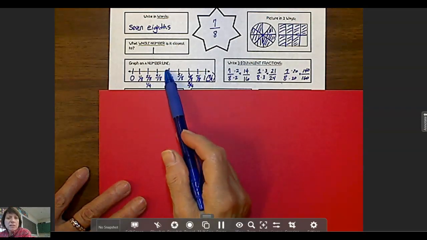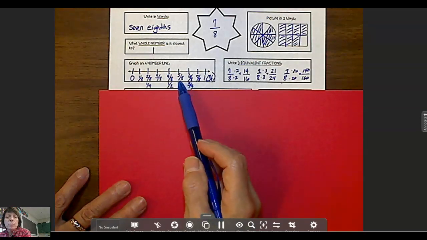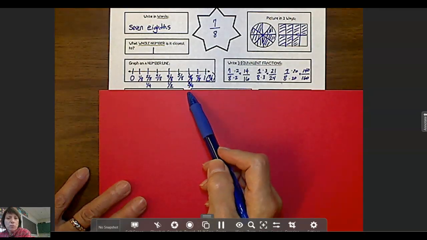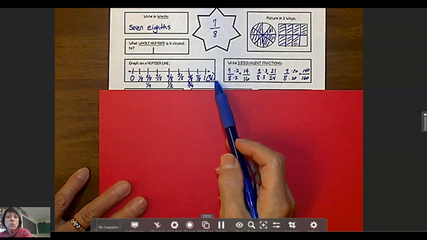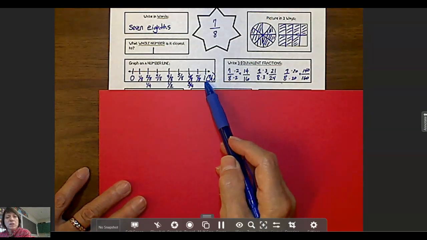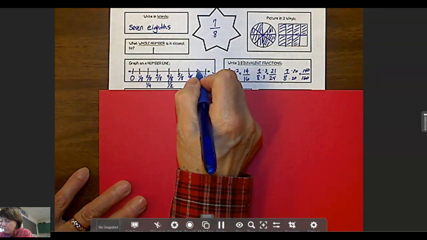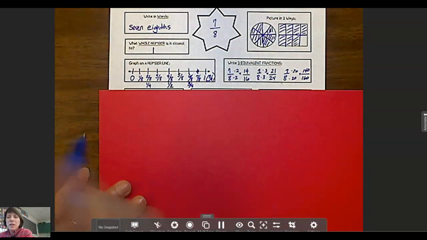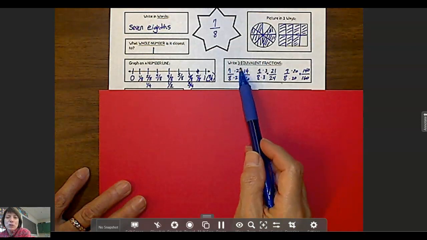3/8, 4/8, that's our halfway mark, so we know that that's equal to 1/2, and both 4 and 8 can be divided by 4. 5/8, 6/8, both of those divide by 2 to make 3/4 as well. 7/8 and 1, and we know that 1 is always equal to any fraction that has the same numerator and denominator, so 8/8 is also equal to 1. So again, we can graph our 7/8 right here by putting our dot in, and then we know that 7/8 is closest to 1.